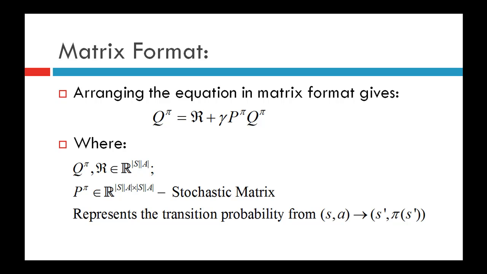It defines the transition probability from state action pair (s, a) to state action pair (s', pi(s')). That is, it represents the probability that the agent will take an action a in state s and will make a transition to state s prime and will select the action given by the policy pi, that is pi(s'), the action taken by policy pi in state s prime. So the P pi, that is a stochastic matrix, its element represents the transition probability of making transition from state action pair (s, a) to state action pair (s', pi(s')).